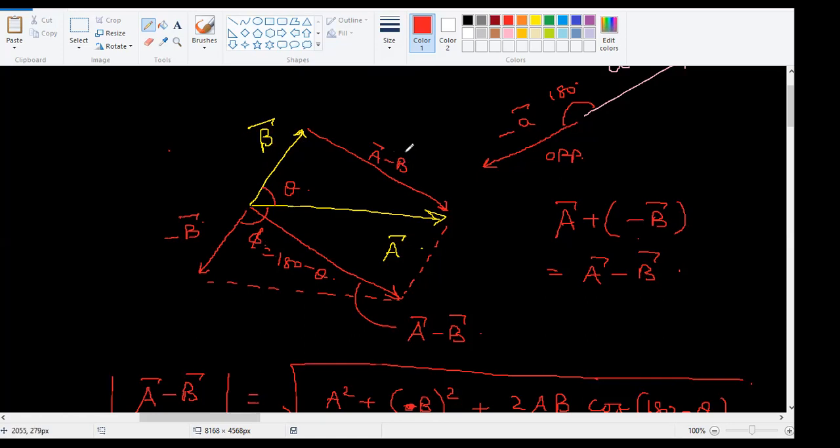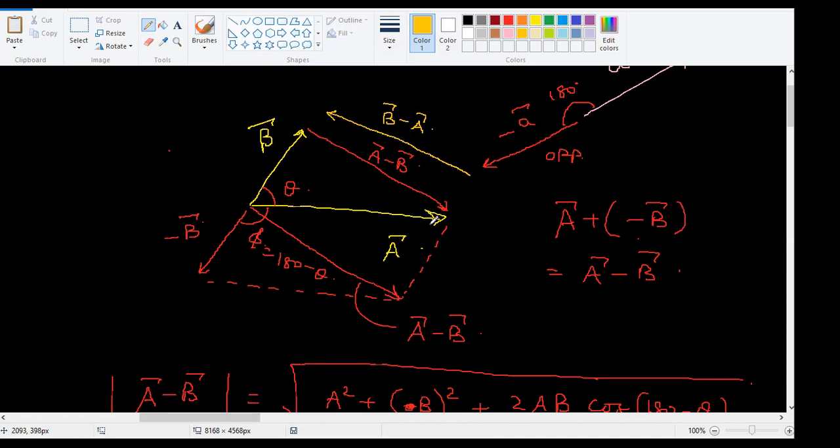And similarly, I can draw something like this. If it is this way, the opposite direction, I will call this B minus A. Why? Because if it is A minus B and I put a minus on the bracket, it will give me minus A, and minus of minus is plus. So it will become B minus A. So the opposite of this vector will be B minus A.